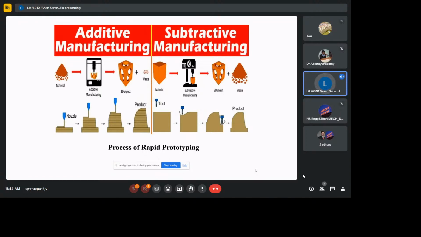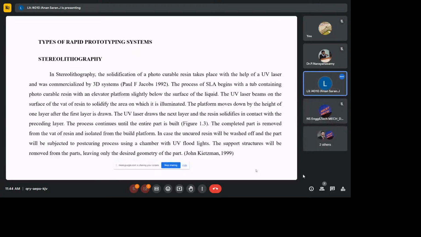Types of rapid prototyping: stereolithography, solidification of photo-curable resin, sir, by Paul F. Jacobs in 1992, sir.